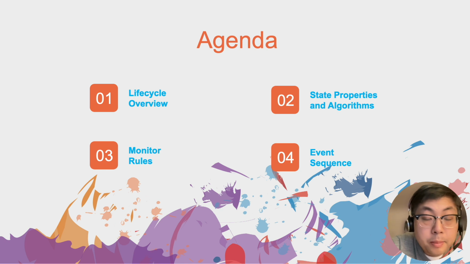And number four, we look at the event sequence, which is quite interesting and quite difficult for a lot of people to understand. But I think it is really beneficial if you understand what events are happening in the background, especially in the case of the life cycle. So let's move on.